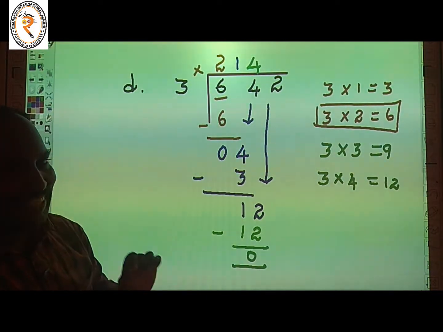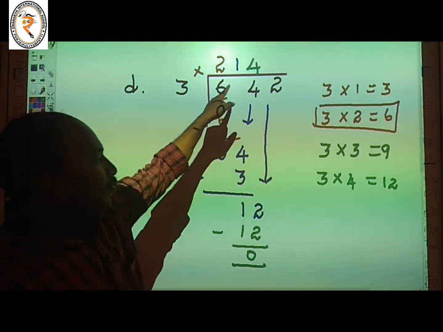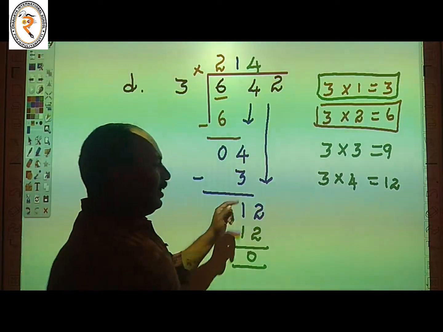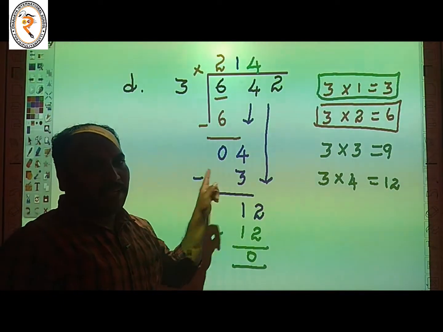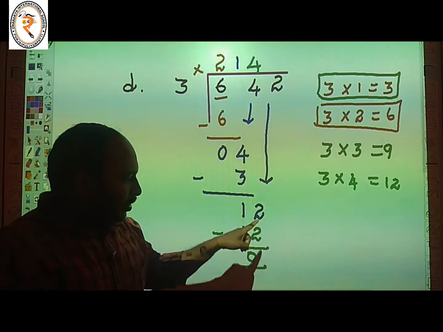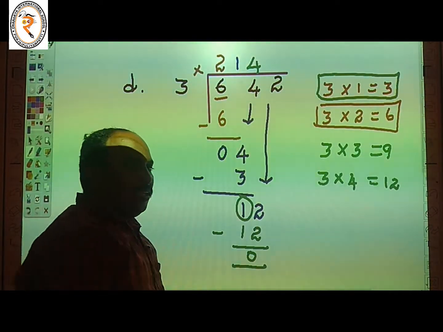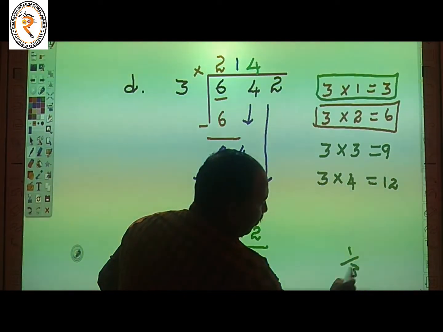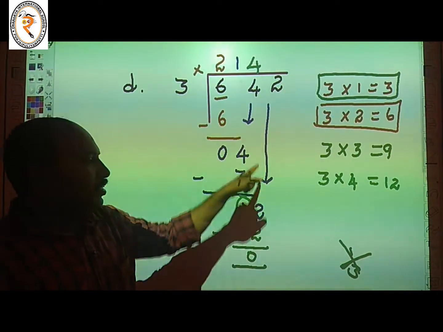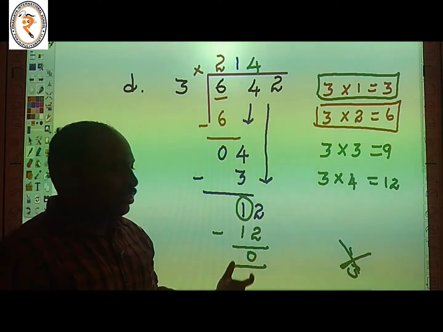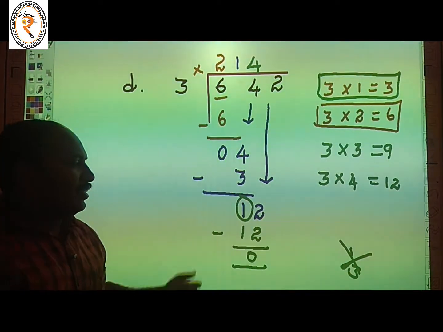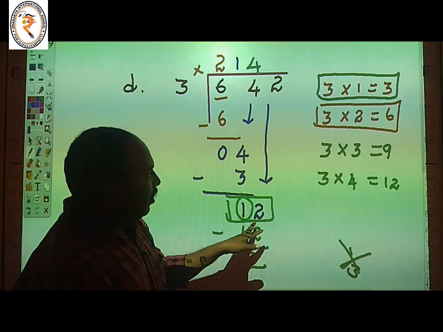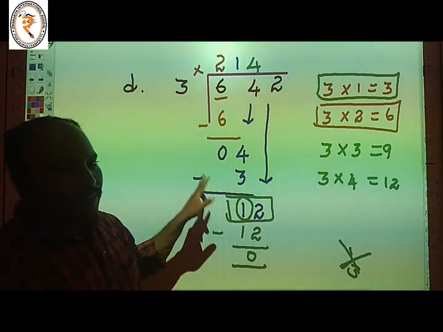It is not an exact division. So 3 into 1 is equal to 3. We want to minus. 4 minus 3 is equal to 1. 1 does not divide by 3. So we bring down the number 2 next to 1. The new dividend is 12. 12 divided by 3.